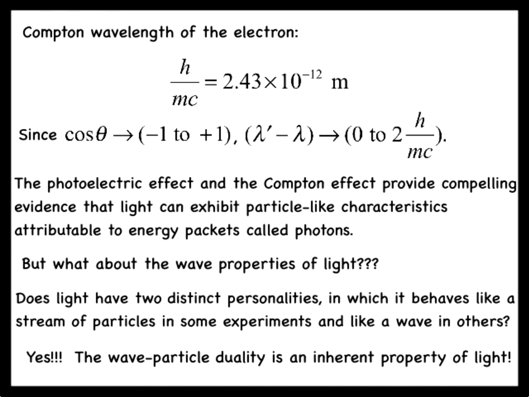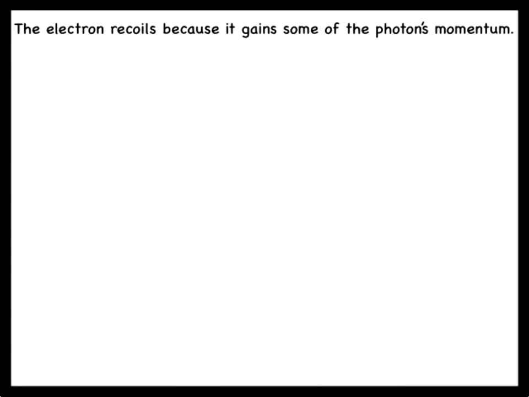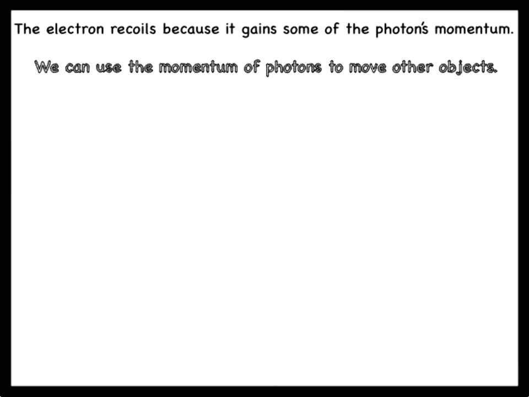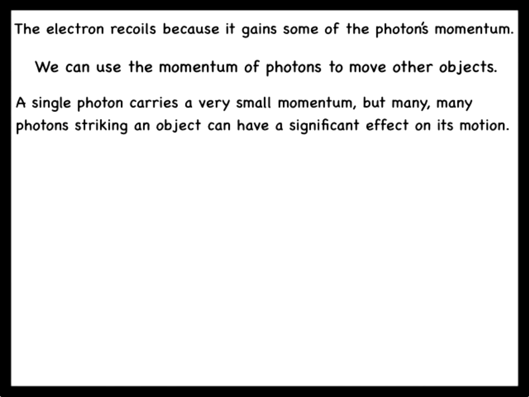In the Compton effect, the electron recoils because it gains some of the photon's momentum. In principle, then, the momentum that photons have can be used to make other objects move. And while a single photon carries a very small momentum, many photons striking an object can have a significant effect on its motion.